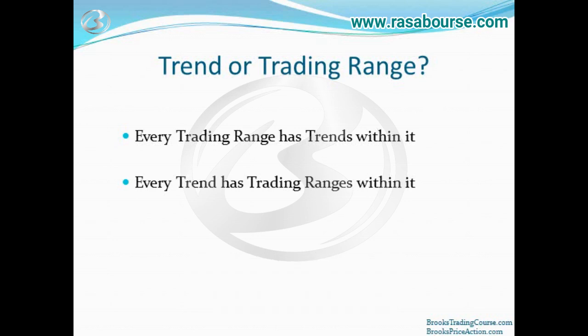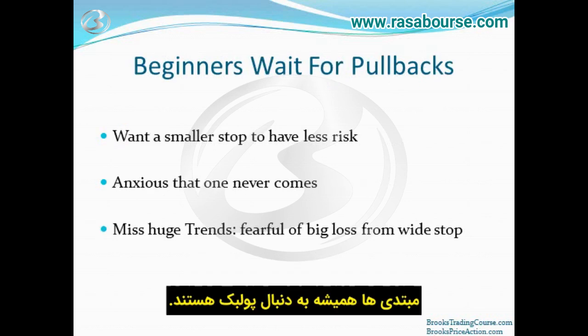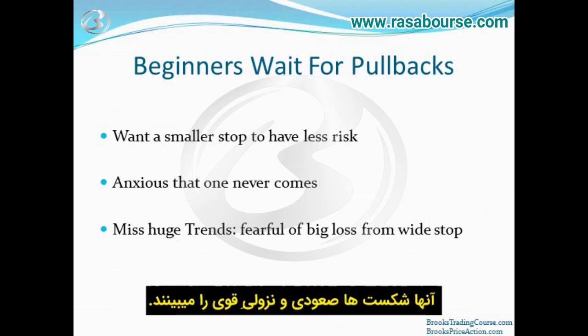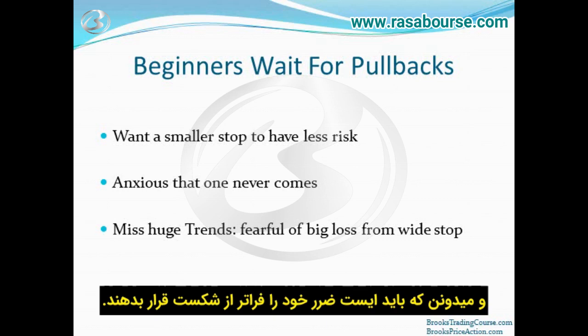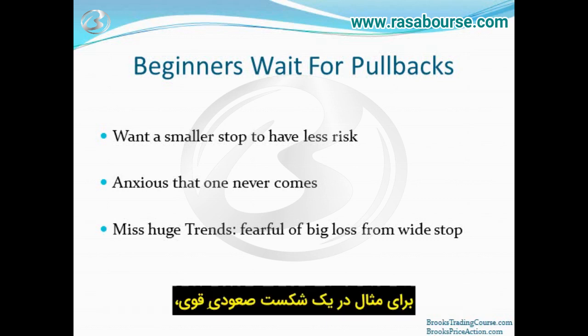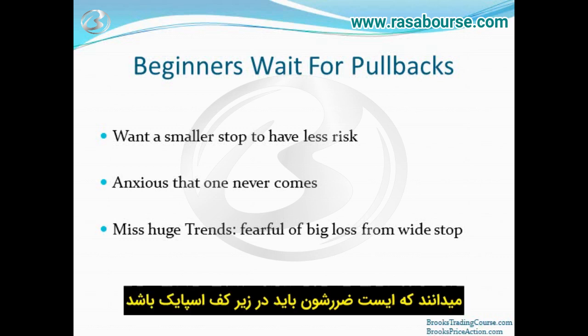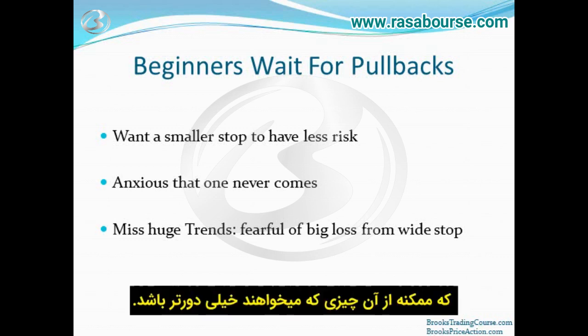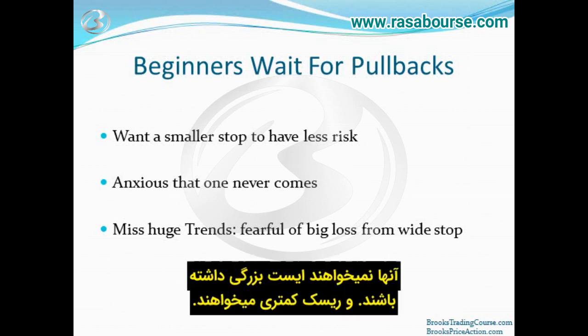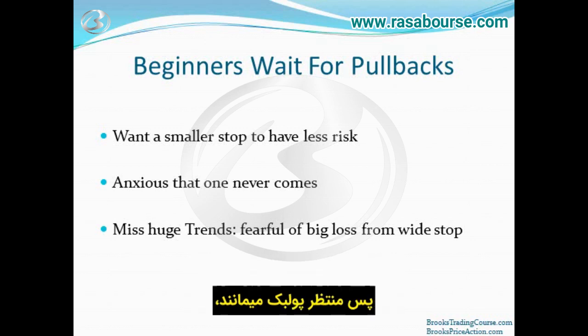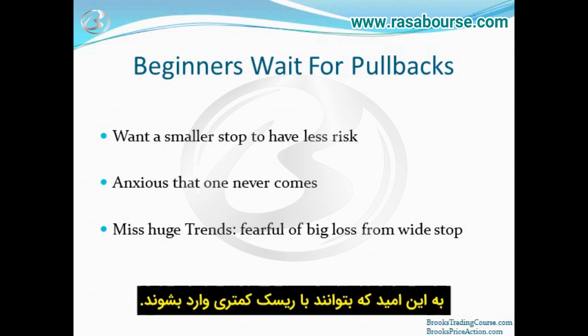Beginners are always waiting for pullbacks. They see strong bull breakouts and strong bear breakouts, and they know they have to put their stop beyond the breakout. For example, in a big bull breakout, they know the stop has to be below the bottom of the spike, which might be much further away than they want. They don't want to use that big a stop. They want less risk, so they're waiting for a pullback, hoping they'll be able to enter with smaller risk.